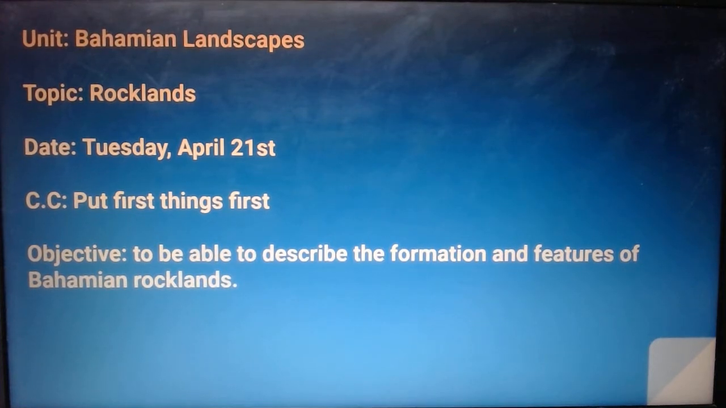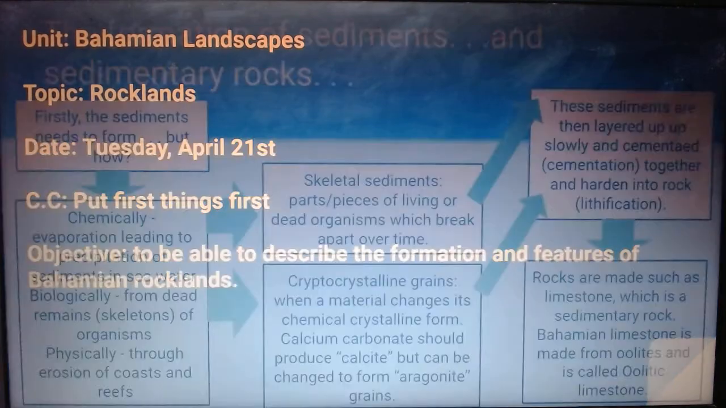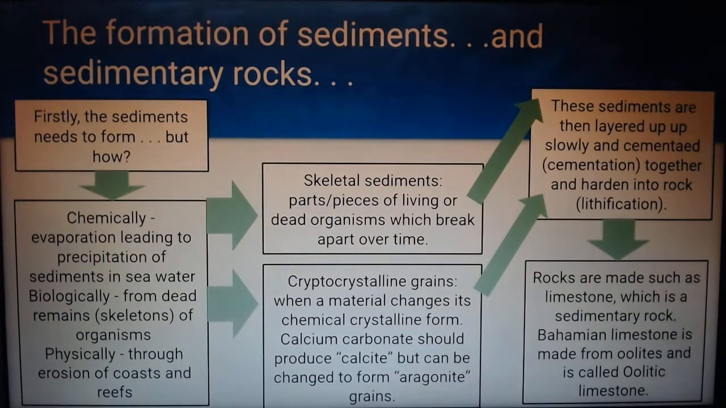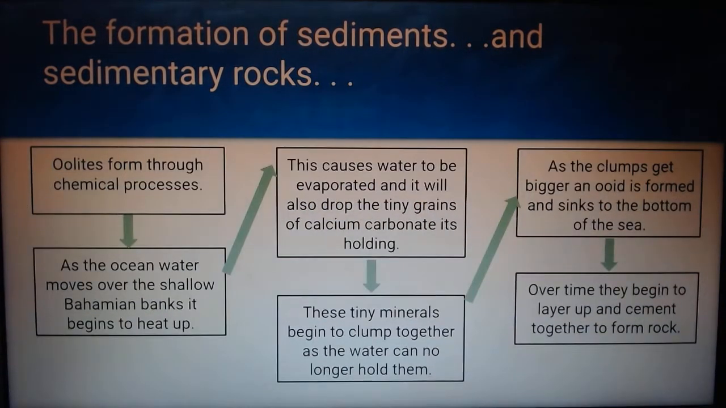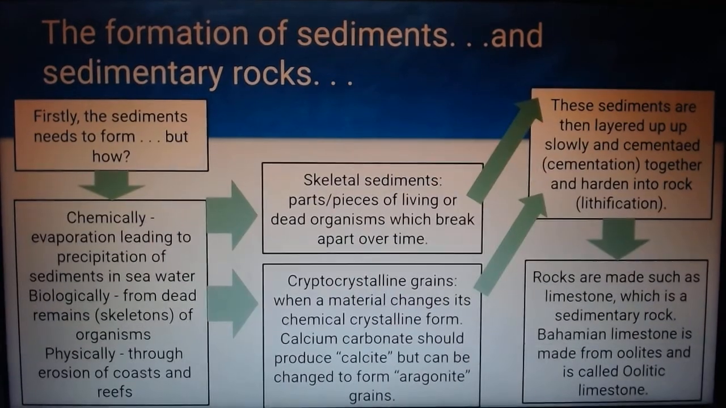So just 1 or 2 little bits here. Now there are 2 little slides just like this. I just want to try and break it down. I was looking back over some of the content we've covered, and I just want to go through very basically how sediments form and then how they lead into sedimentary rocks. The whole Bahamian platform, all the Bahamian banks, are made out of limestone, this oolithic limestone.